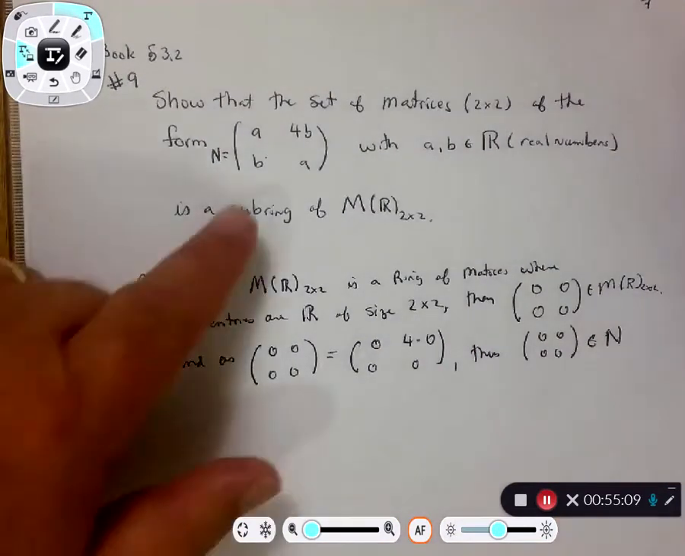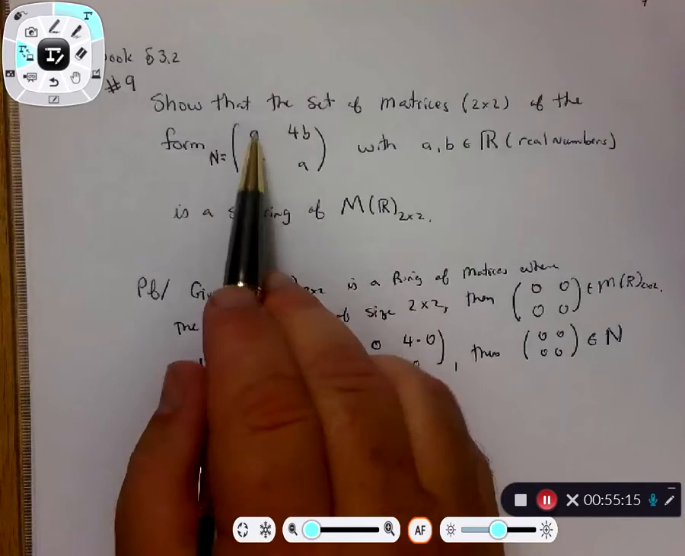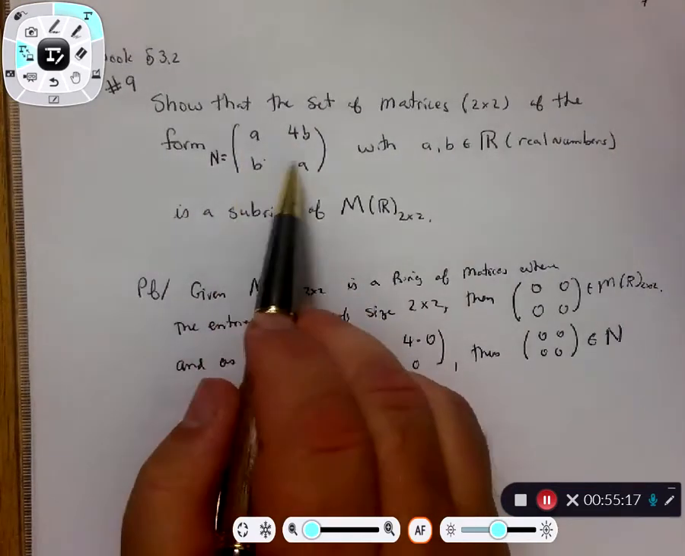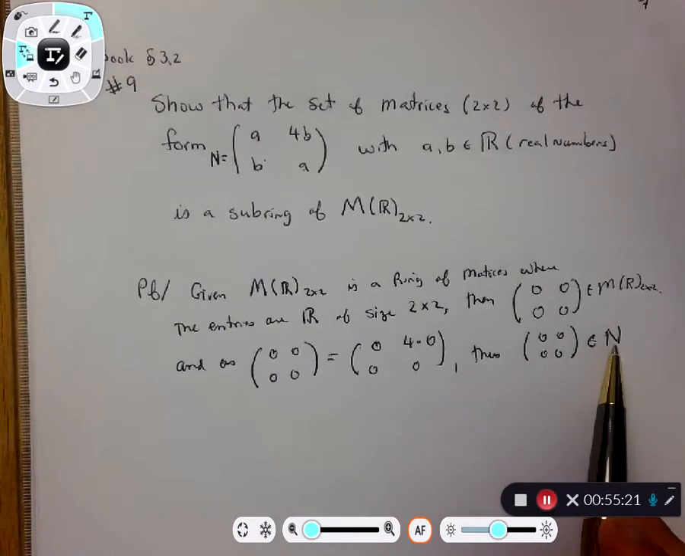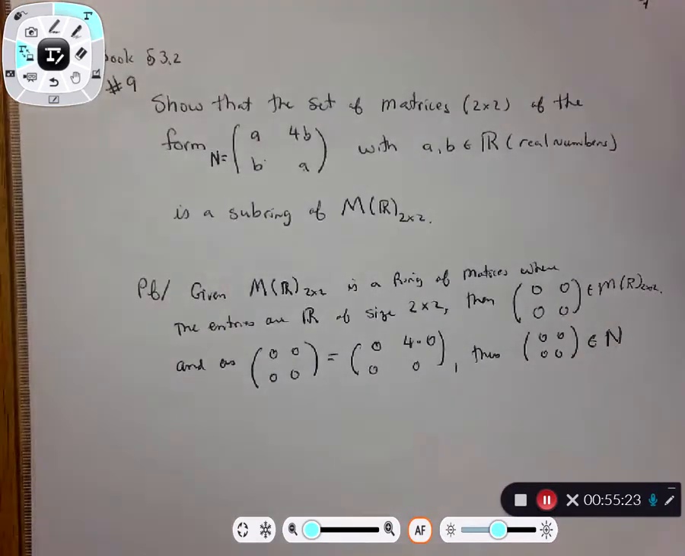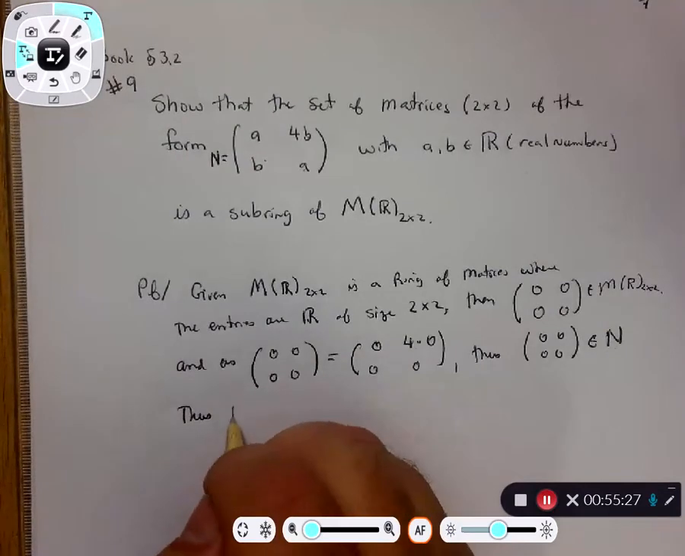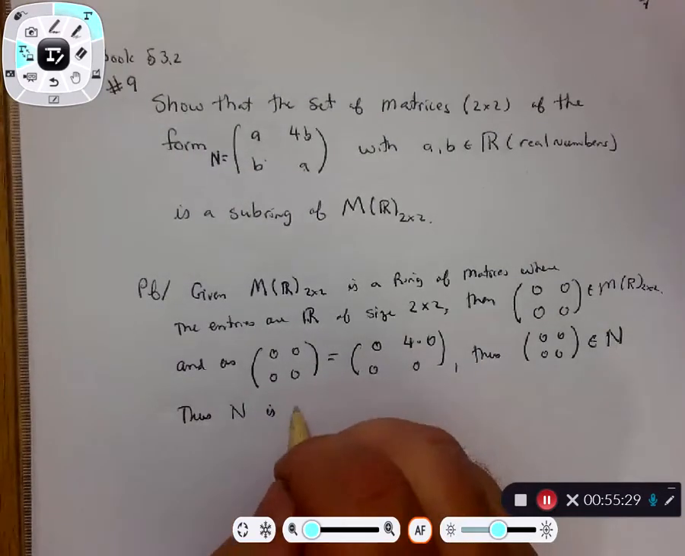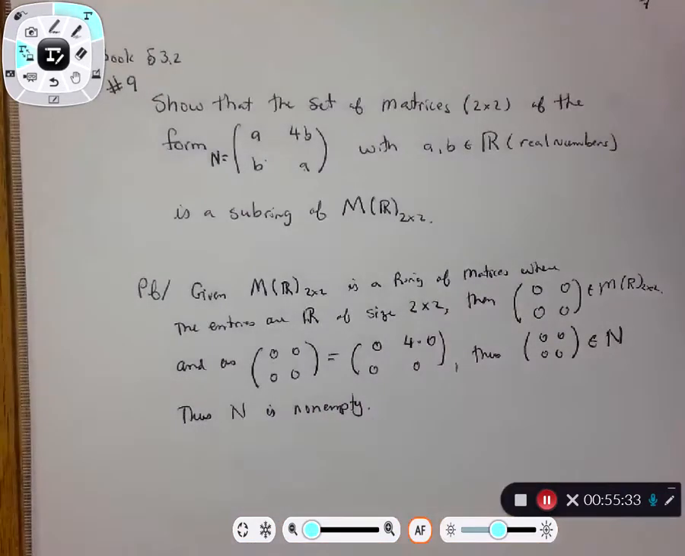So it's of the n structure here. I gave him a name. N is the structure of 2 by 2 matrices where you have A, 4B, B, A. Call that set n. So (0, 0, 0, 0) is an element of that set n. It looks just like this guy. Thus, n is non-empty. You have to declare that. That's your check marks for everything in Theorem 3.6 being satisfied.